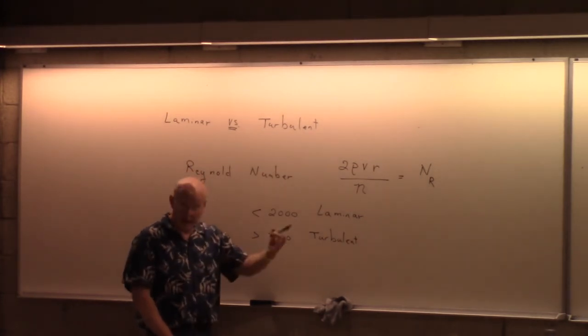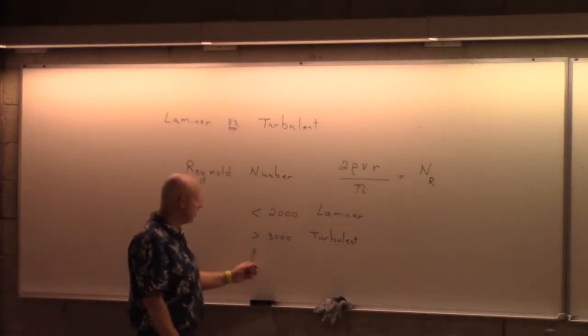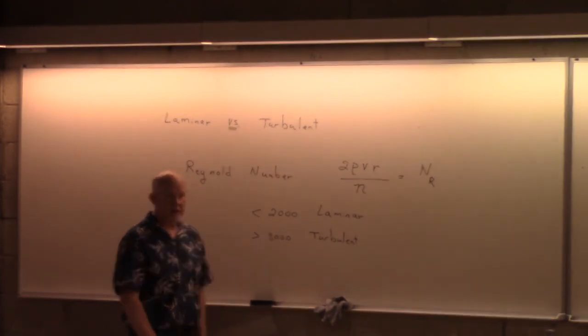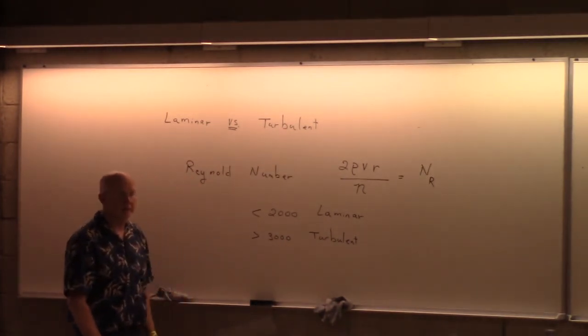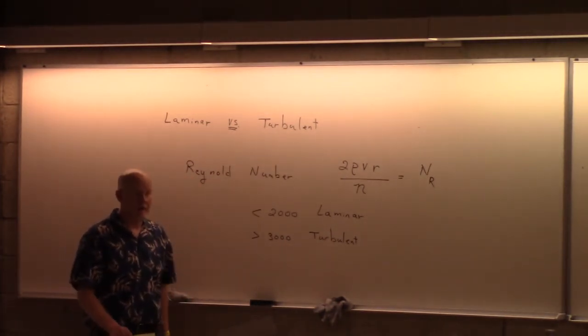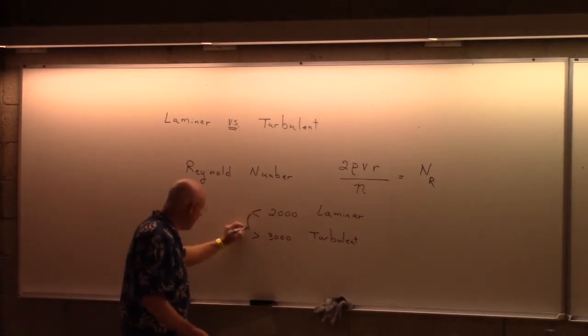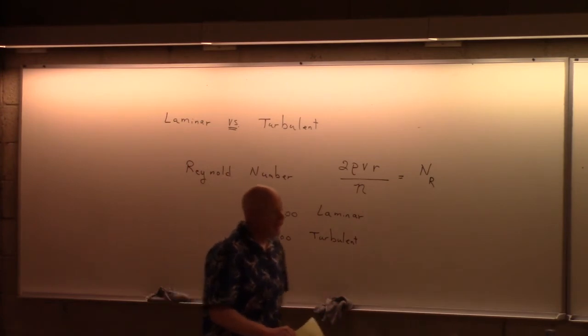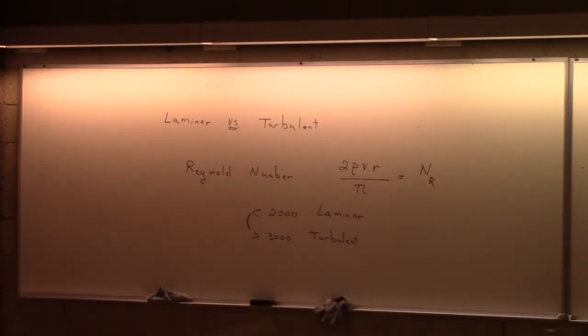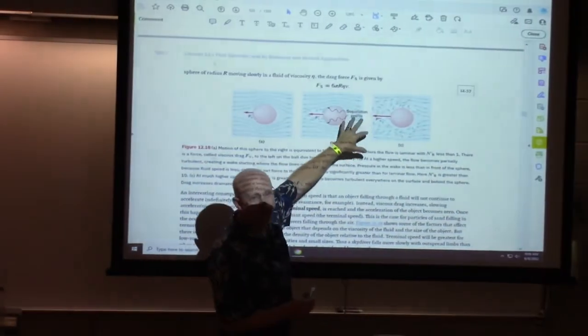You're trying to deliver blood through the body. And so you get this very turbulent effect here. Yeah. What if it's like 2,500? Oh, and so in between is kind of this picture where you get turbulence on part of the object, but not the whole object.